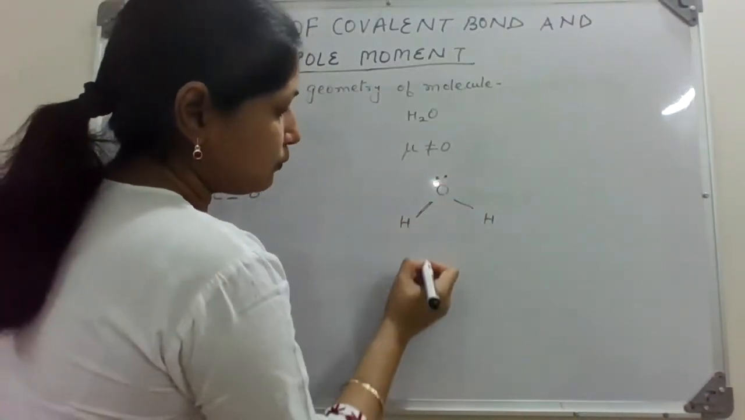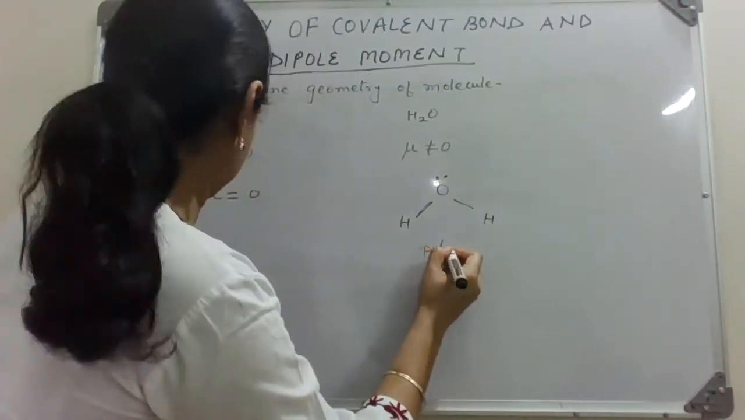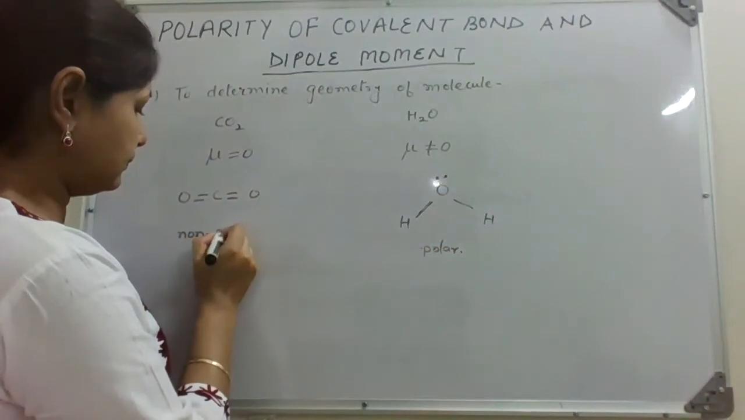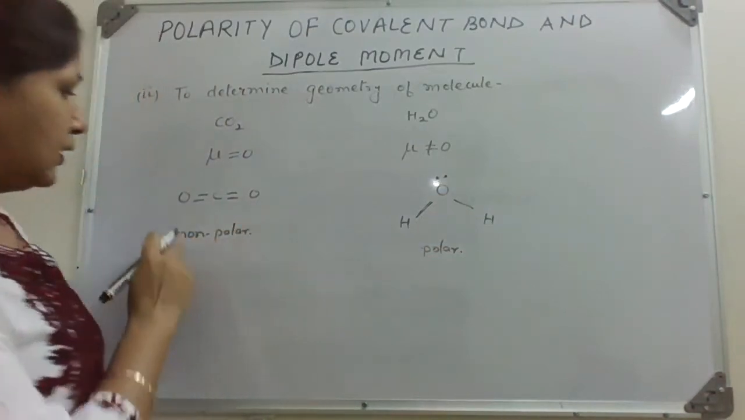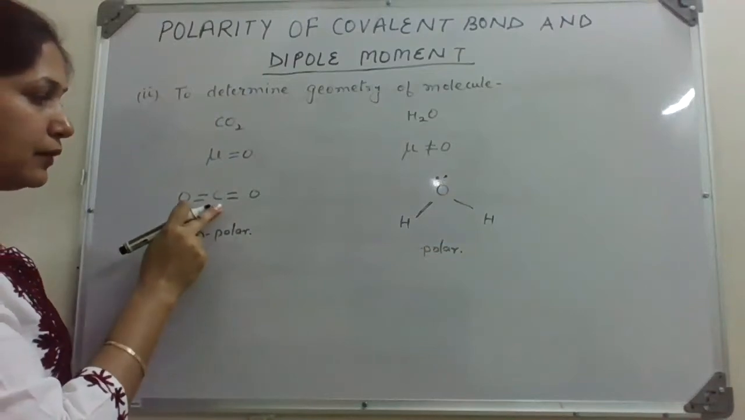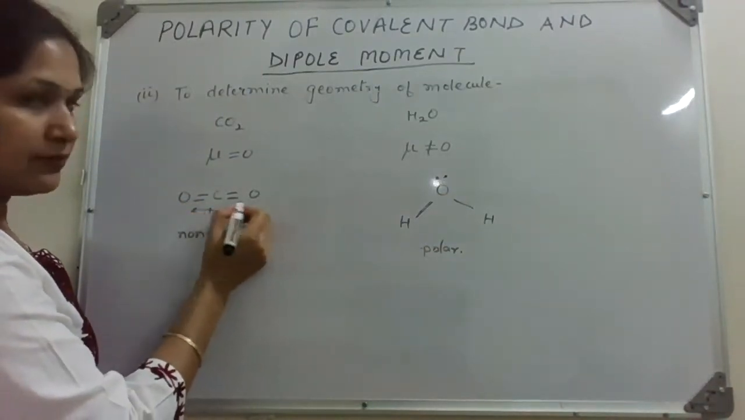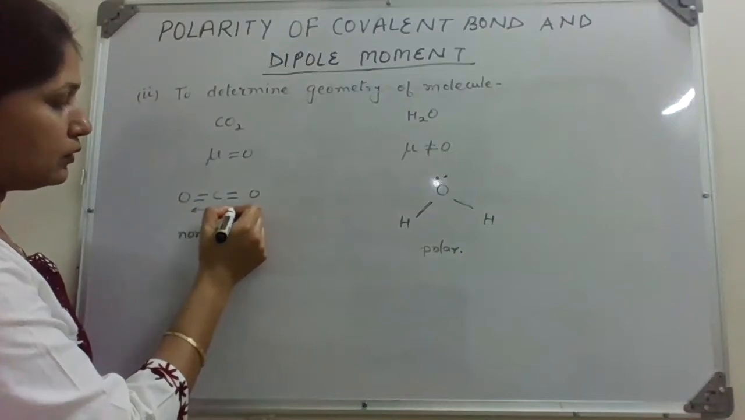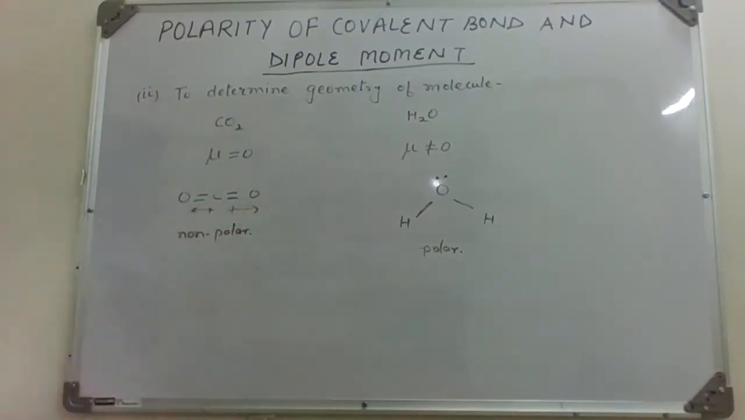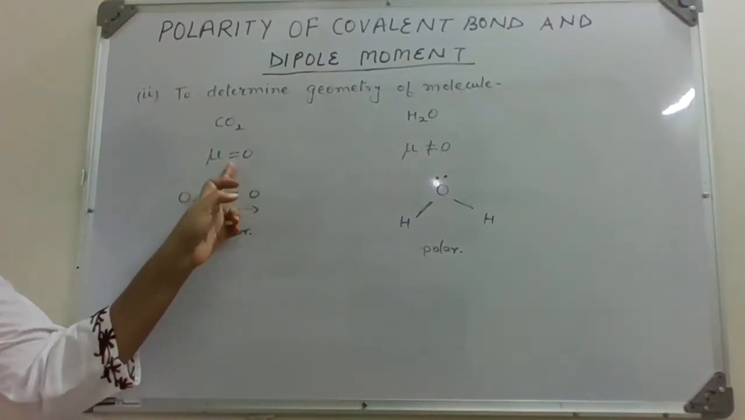Carbon dioxide is a non-polar molecule. Water is a polar molecule. Since in this case oxygen is more electronegative than carbon, the dipole moment will be in this direction. Same for this carbon-oxygen bond, it is in this direction. Both the dipole moments are equal and in opposite direction. Both are cancelled and dipole moment is equal to 0.